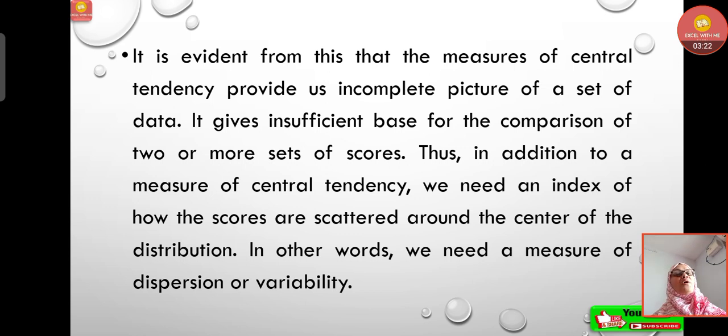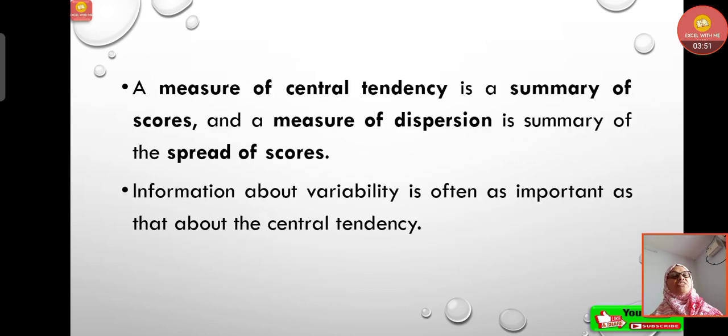It is evident from this that the measures of central tendency provide us an incomplete picture of a set of data. It gives an insufficient base for the comparison of two or more sets of scores. Thus, in addition to a measure of central tendency, we need an index of how the scores are scattered around the center of the distribution. In other words, we need a measure of dispersion or variability.